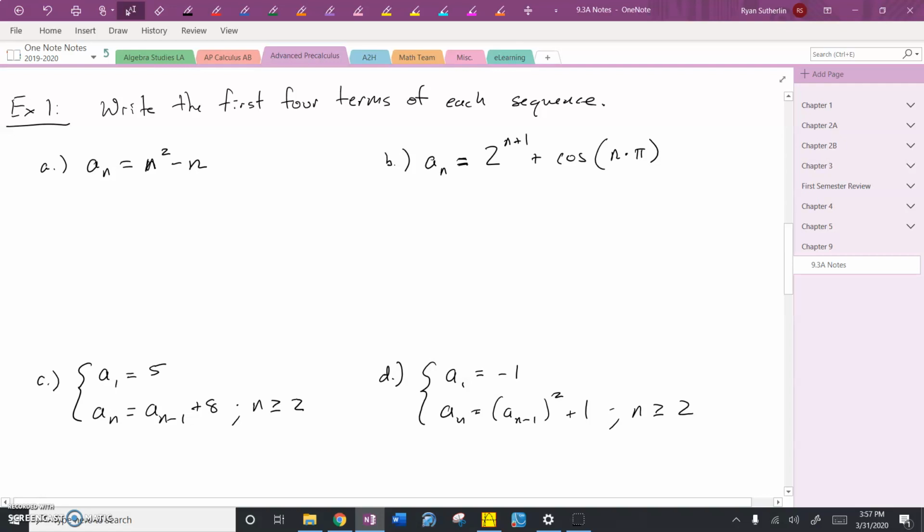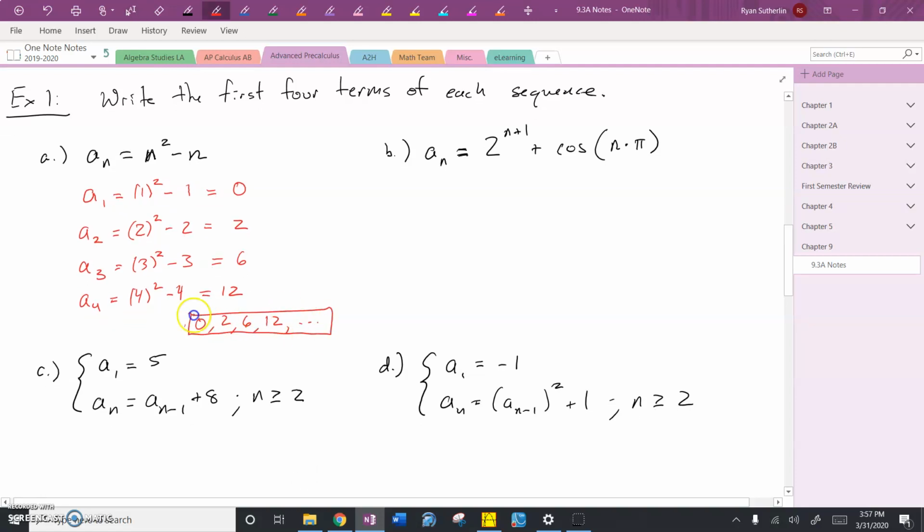So in part A, I want to find the first 4 terms of each sequence. Now A is an explicit formula. So if I want to find the first term, I just plug in 1 for n. And so that would be 1 minus 1, which is 0. The second term would be 2 squared minus 2, so 4 minus 2 is 2. The third term would be 3 squared minus 3, which would be 6. And the fourth term would be 4 squared minus 4, which is 12. So my first 4 terms are 0, 2, 6, 12, and that would continue on forever.